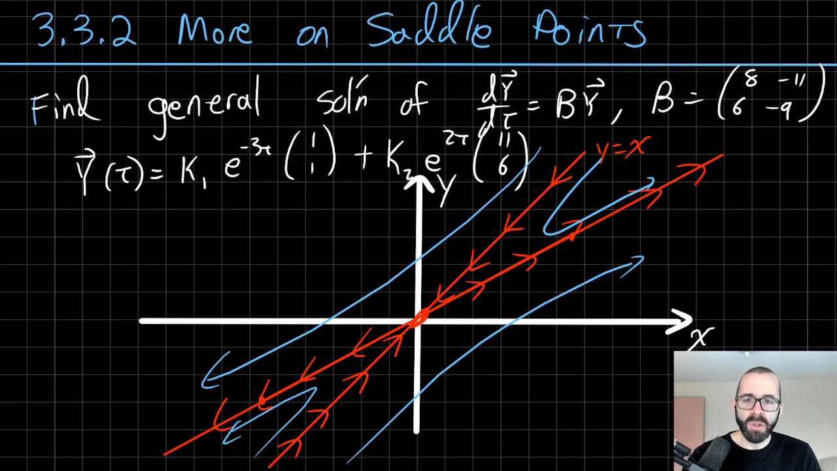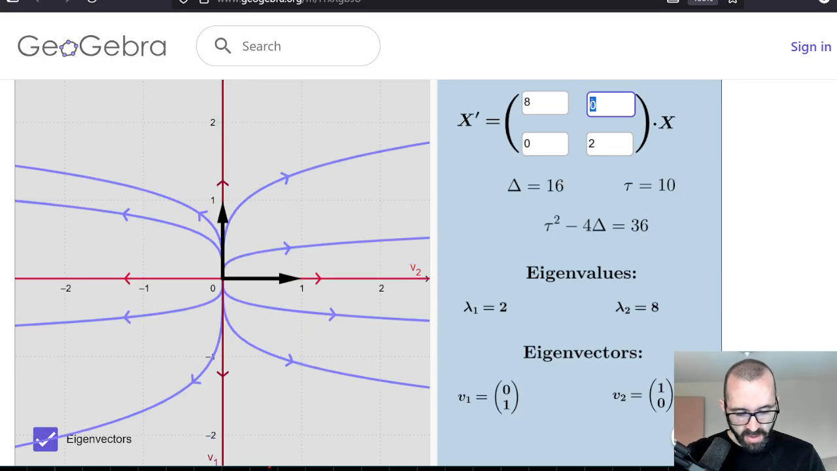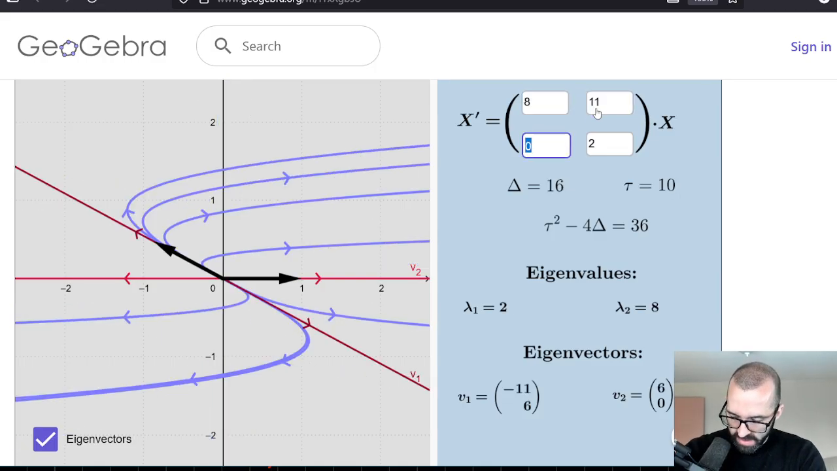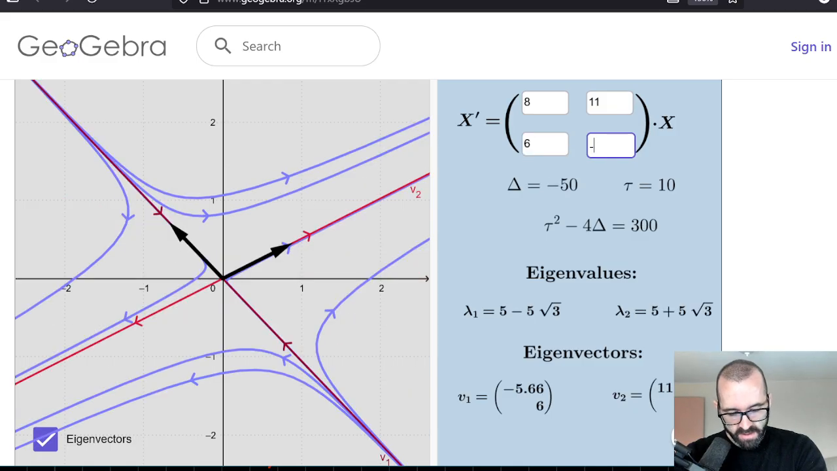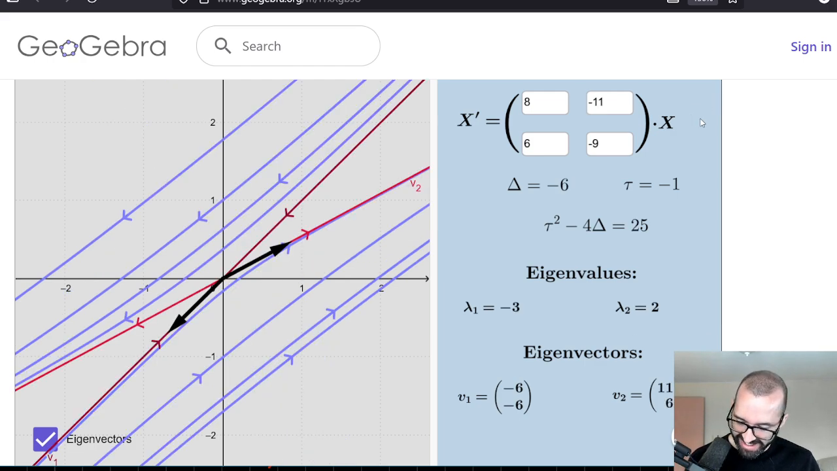Okay, and let's also plot this with a nicer plotter. Okay, so this is the system. Our matrix is 8, -11, and then 6, -9. And we can see, wait, actually that does not look like what I drew. I forgot a negative here. Okay, that looks a lot better, right? That looks pretty similar to what I drew.